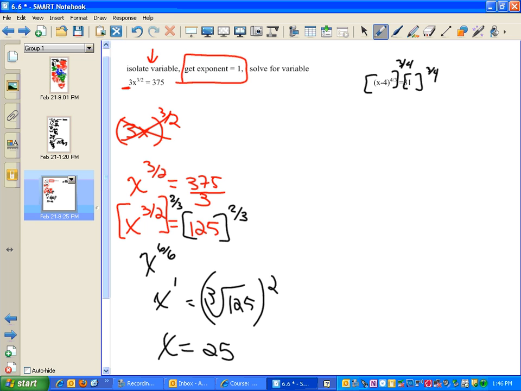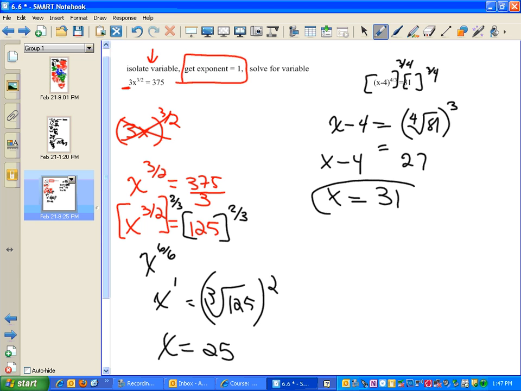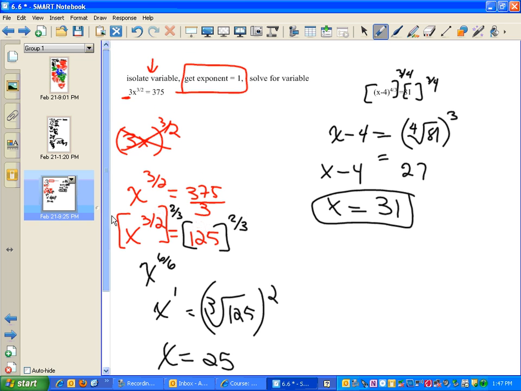3/4. And so I got x minus 4 is equal to, well, 81 to the 3/4 means the 4th root of 81, which is, nope. That's the final answer. The 4th root of 81 is 3, and 3 cubed is 27. So x minus 4 is 27, so x is 31. These ones with the exponents, fractional exponents, you don't have to check them.